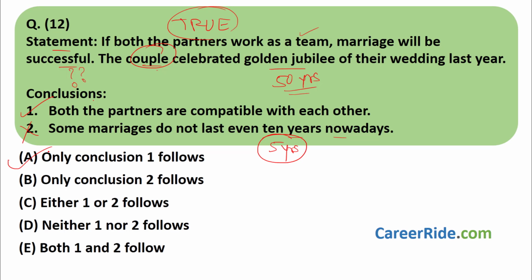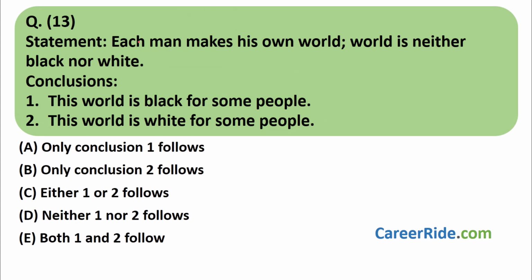Moving to the next question. Statement: each man makes his own world. World is neither black nor white. Conclusions: this world is black for some people, this world is white for some people. Now over here, what you might think is that you might remember this, like whatever we say, we saw that Ram can secure first, will come first in class, or Ram will come second in class, and you might directly mark either 1 or 2 follows. But no, please pay attention over here.